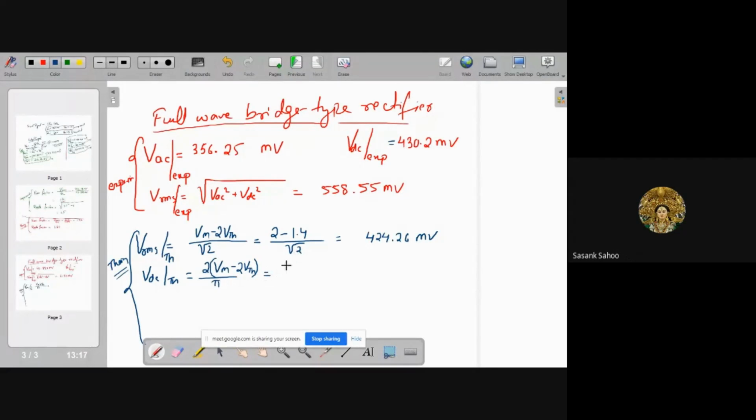0.38, मतलब 381.97 मिलीवोल्ट। यस, मिलीवोल्ट. Okay, others should cross check, huh?